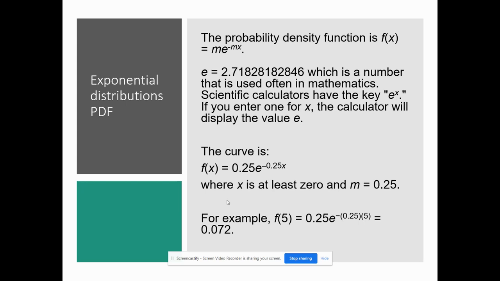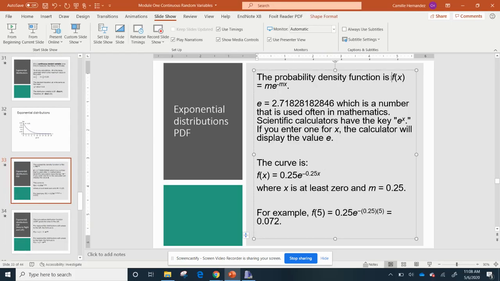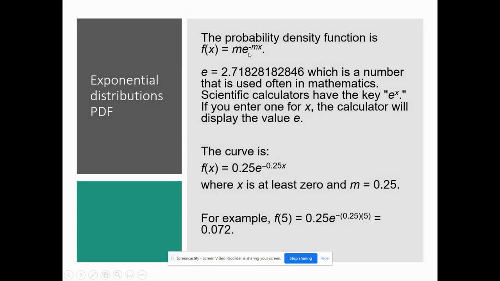All right, so very similar to what we had in binomial, we have PDFs and CDFs. So the probability distribution function is f of x equals m e to the negative m x. The e is 2.718281. It is a number that you're going to find on graphing calculators.